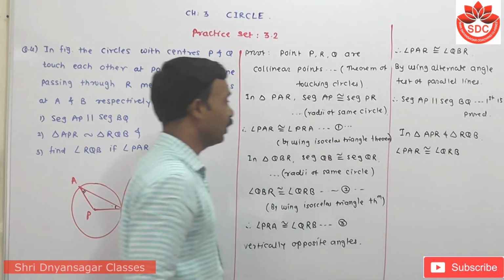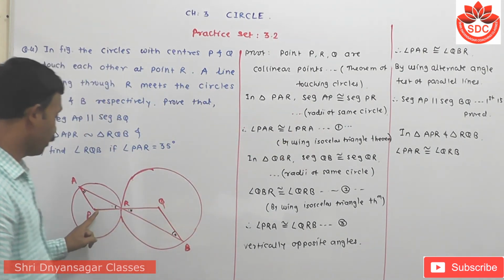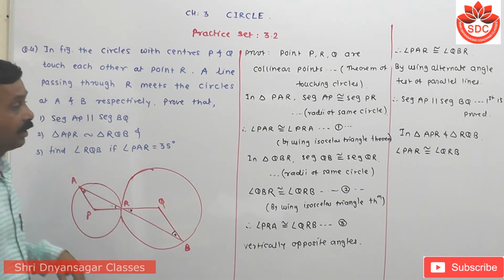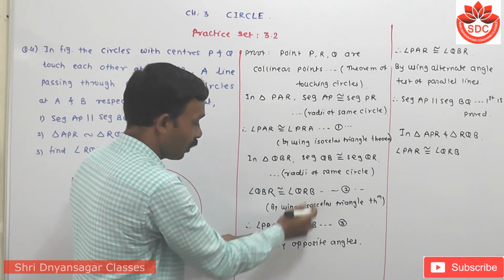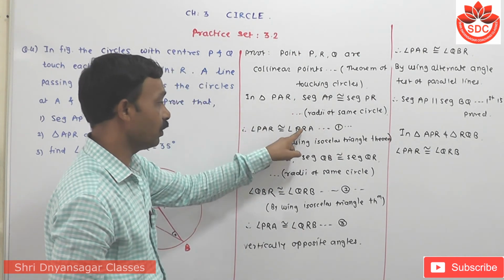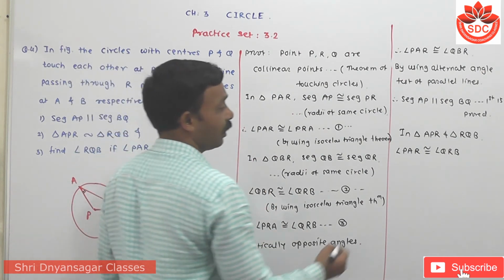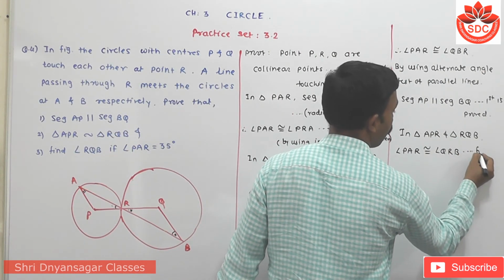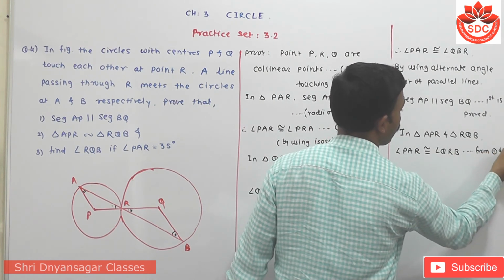Look here. First one, PAR is congruent with PRA. Then the third one, look here, PRA is congruent with QRB. It means that these two are also congruent, because first is congruent with second, second is congruent with third, then first and third are also congruent. So I have to write the reason: from equation first and third.